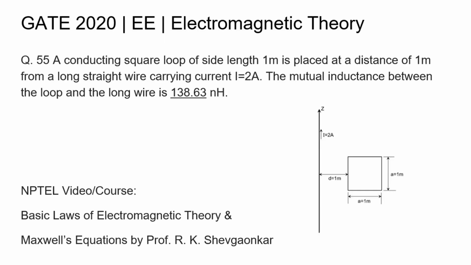So here we are highlighting this answer. We were asked to find the answer in 2 decimal places. So 138.63 nanohenries is the correct answer. And to get more insights on this solution, you can refer to the Basic Laws of Electromagnetic Theory and Maxwell's Equations video by Professor R.K. Shevgaonkar. Thank you.